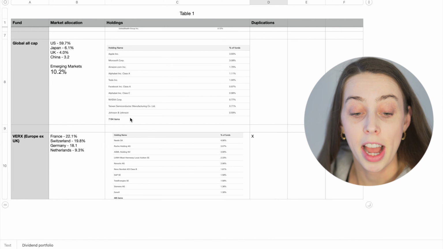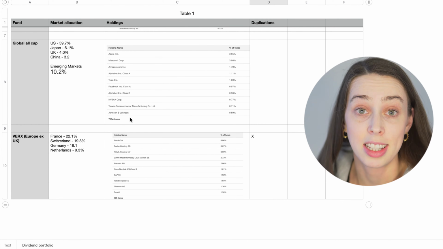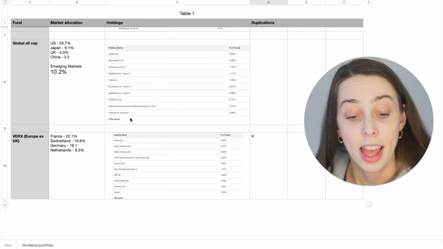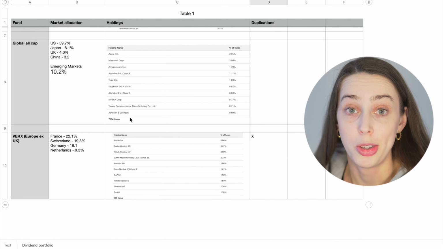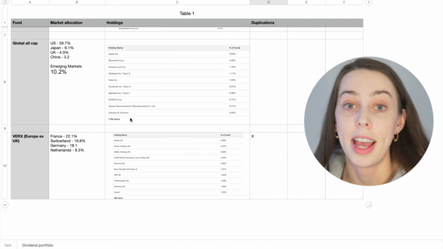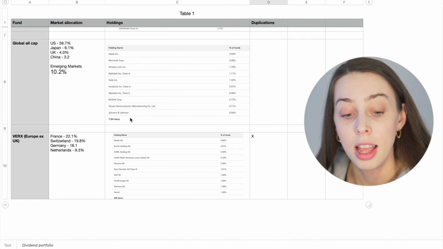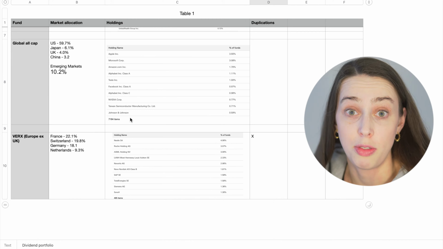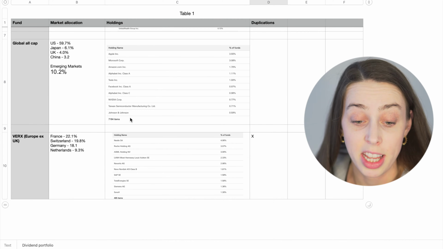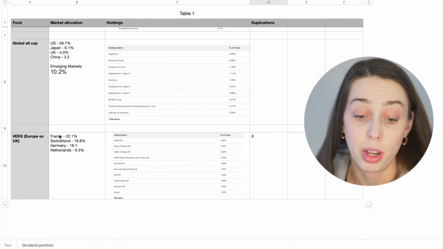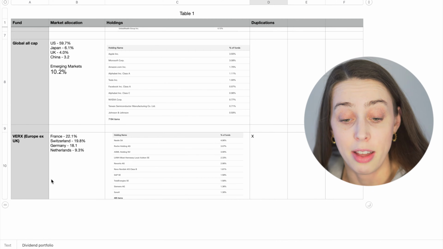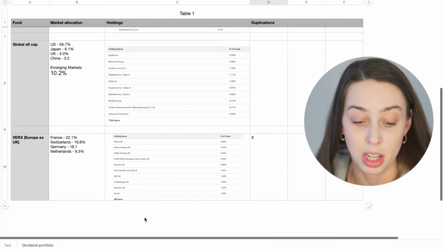And lastly, I have my tracker that is ticker symbol VERX, and that is Europe excluding the UK. So the reason that I invested into that is because I already had my FTSE 100, which was my UK tracker, and I just wanted exposure to the rest of Europe. And as you can see, that is split primarily between France, Switzerland, Germany, and the Netherlands. And again, you can see some of its holdings here.